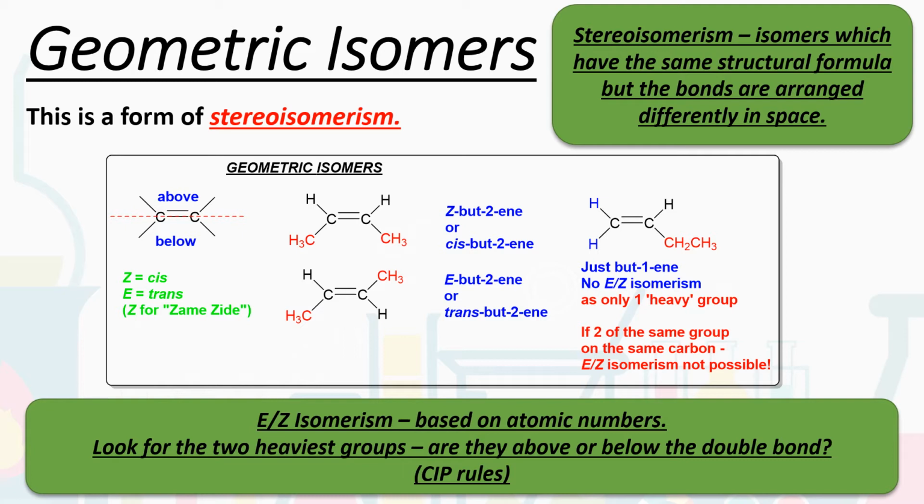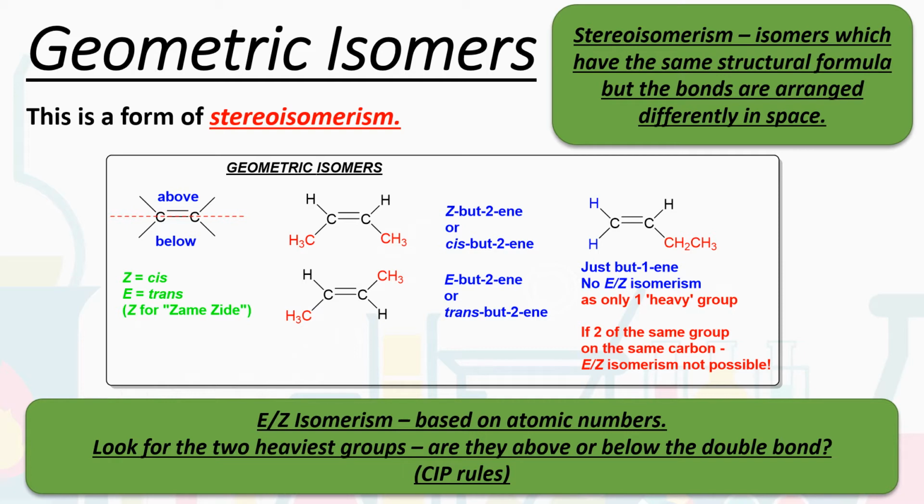For some molecules, EZ isomerism is just not possible. So for example, butene, the reason is because we have to look for our heavy groups. Well, here there's only one heavy group. There's the CH2CH3 group, and then 3 hydrogen atoms. And so we can't have EZ isomerism, that's just named as butene.